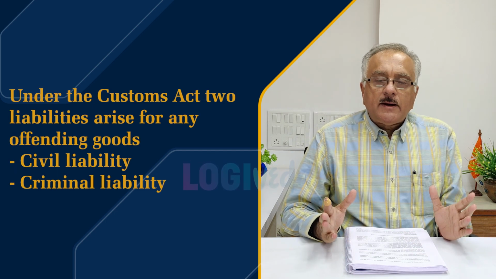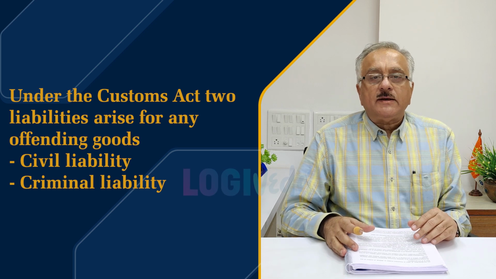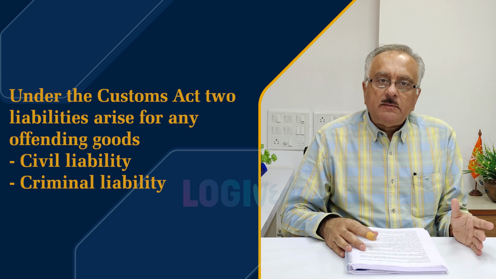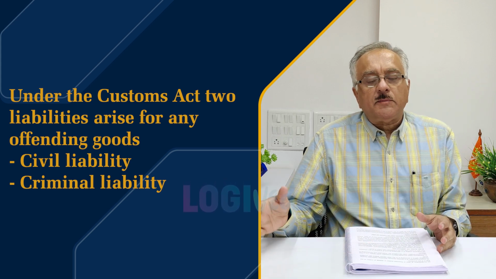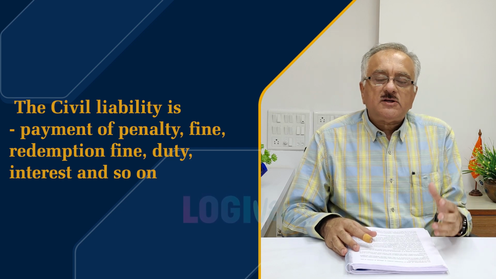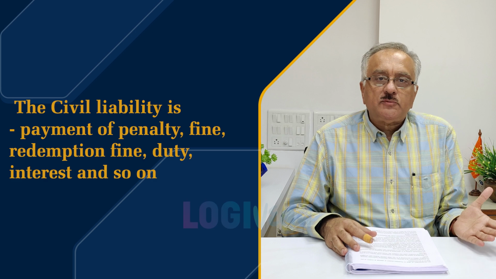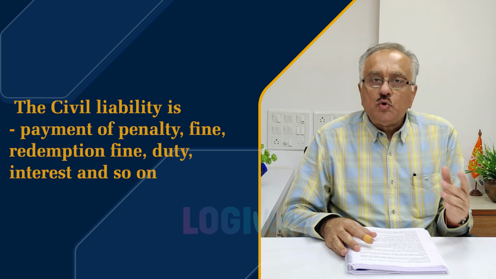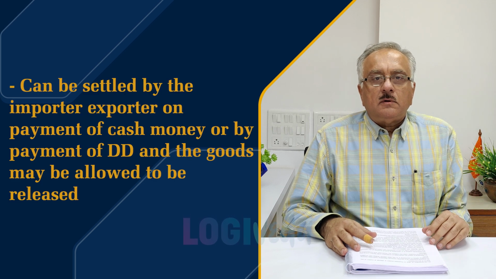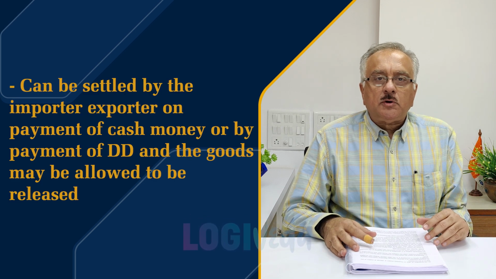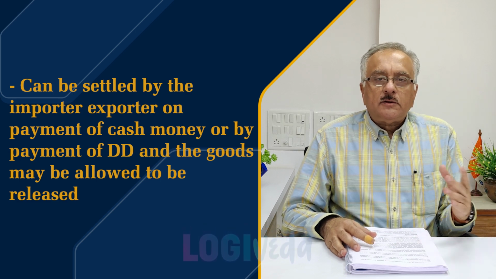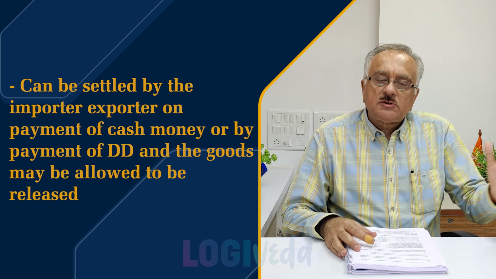So under the Customs Act, two liabilities arise for any offending goods. One is the civil liability and the other is the criminal liability. The civil liability which I just told you about is payment of penalty, fine, redemption fine, duty, interest and so on, which can be settled by the importer or exporter on payment of cash money or by payment of DD, and the goods may be allowed to be released. So this is the civil liability.